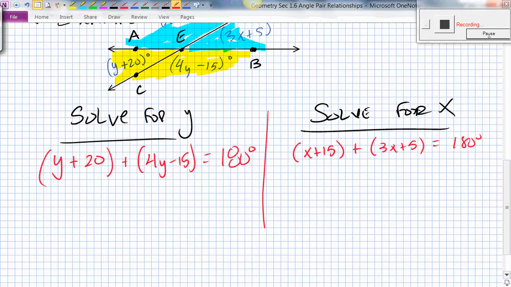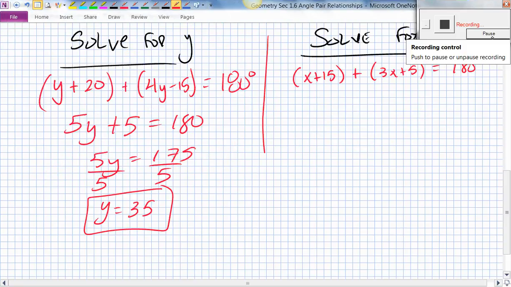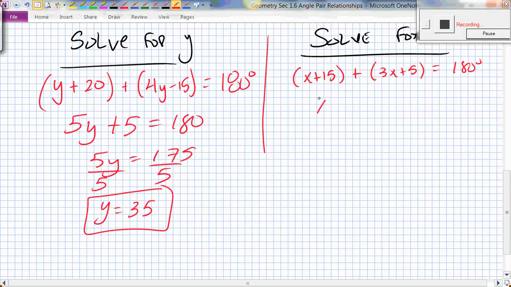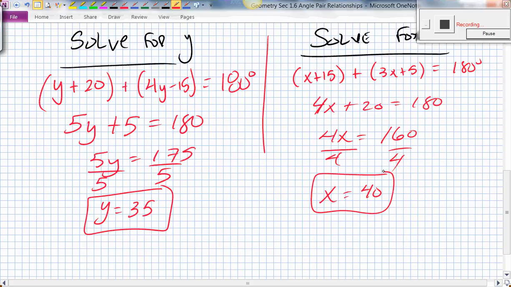Okay, so take a look at mine. You should have got y equals 35 for the first one, okay? For the next one, for the x, you should get 40, right? So you get 4x plus 20 equals 180. So 4x is equal to 160. Divide by 4, so x is equal to 40. So you should have got 40 and 35.